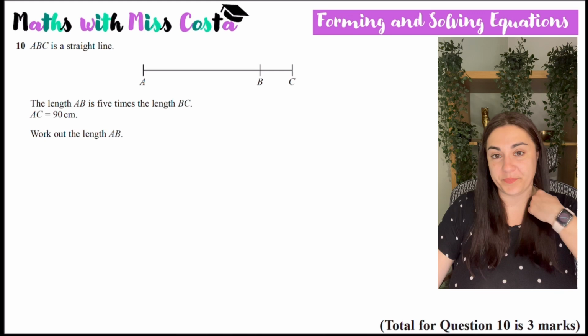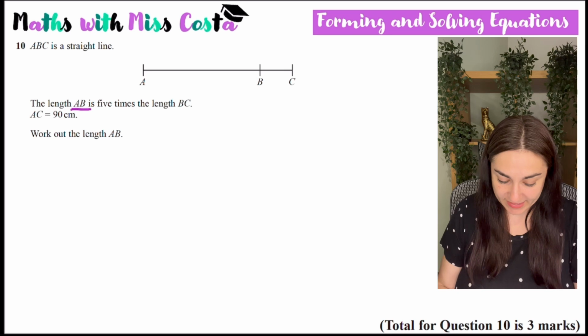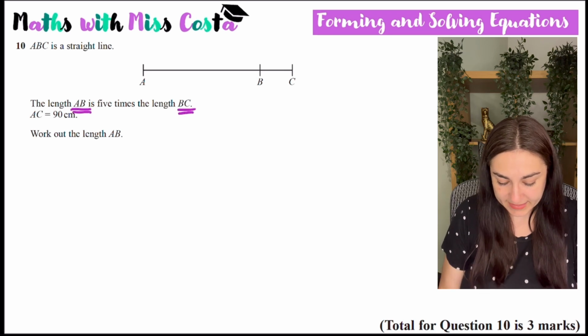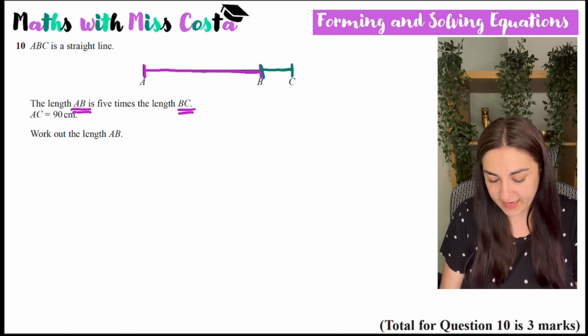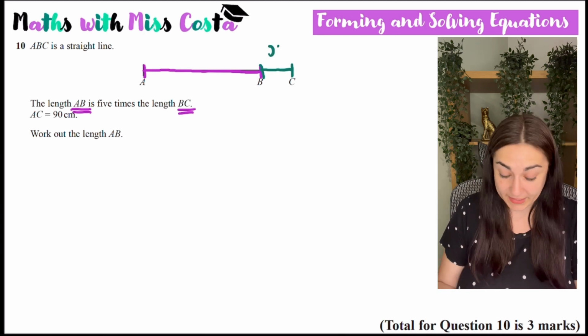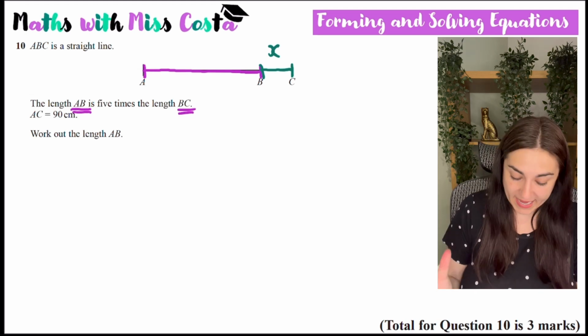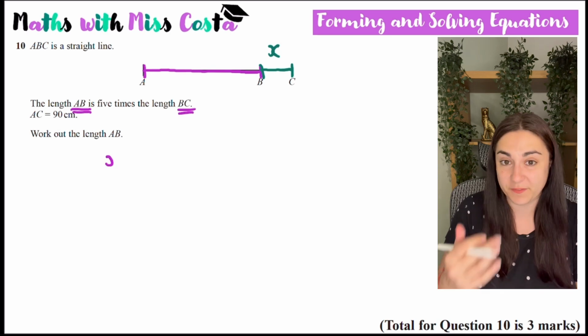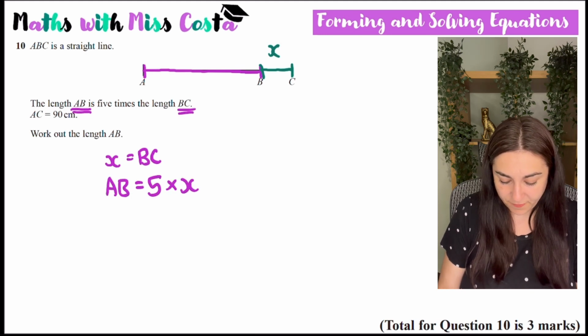Okay, next we've got, there's a few ways you can approach this question, but I'm told that ABC is a straight line and the length AB is 5 times the length of BC. So this length here is 5 lots of this length here. Now, whenever we don't know the value of something, we can always use algebra. So if I call this X, I don't know what the value is, I can then compare AB to it, because I know that AB is 5 times the length of BC. So if X is BC, I know that AB is 5 lots of X, which is 5X.